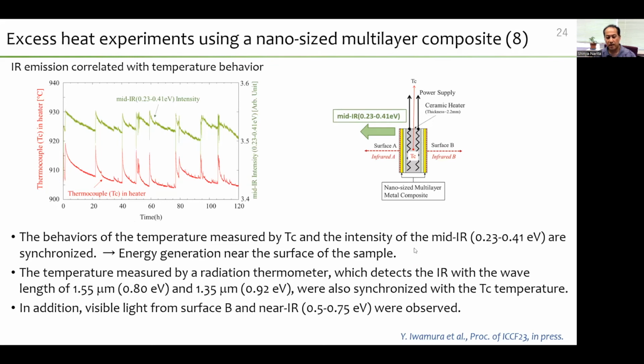Also, they found another infrared emission correlated with, synchronized with, the thermocouple temperature. The infrared has energies of 0.8 electron volt and 0.92 electron volt. Also, they observed visible light. So this is a very interesting result.